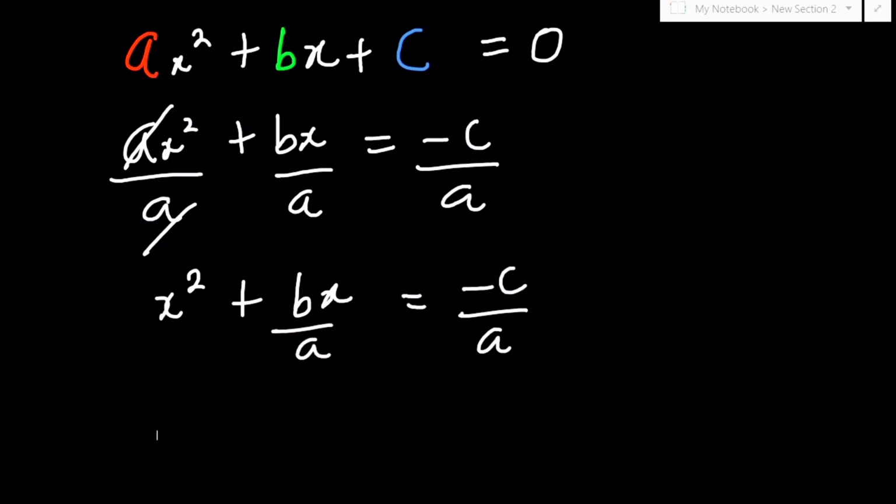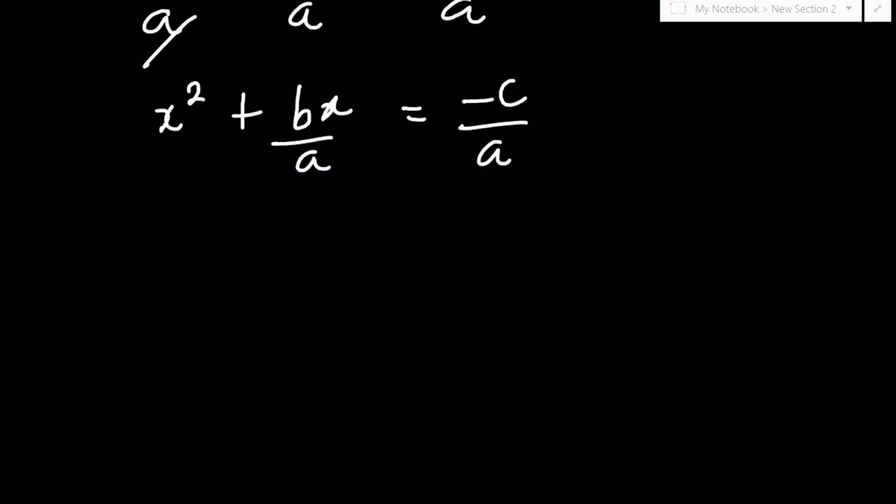Now, the next thing to do is we now have to add half of the coefficient of x to both sides. Now, what I mean is that, first of all, what is the coefficient of x? Now, x and x squared are not the same. This is x, while this is x squared. Now, the coefficient of x is the number in front of x, which is just b over a, right? Now, this is the coefficient. Now, what is half of it? We just have to multiply this by half to get half of it. So we have b over 2a. So this is half of the coefficient.